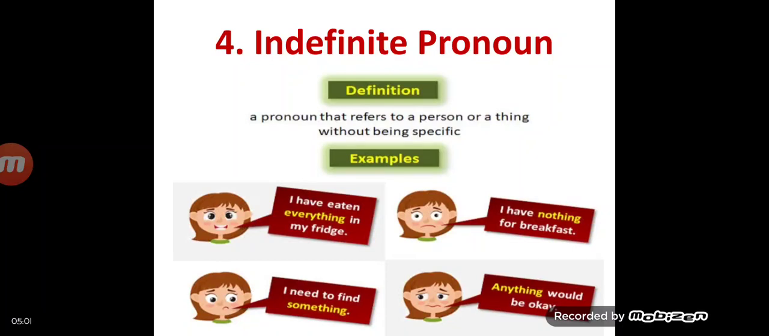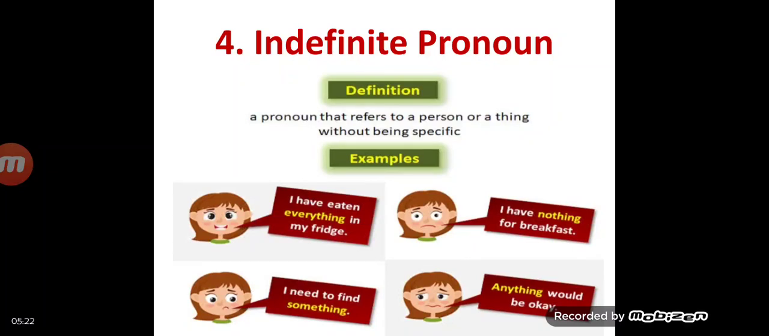I need to find something. Something here is an indefinite pronoun. I have nothing for breakfast. Nothing here is the indefinite pronoun. And the last example is, anything would be okay. Anything here is the indefinite pronoun.